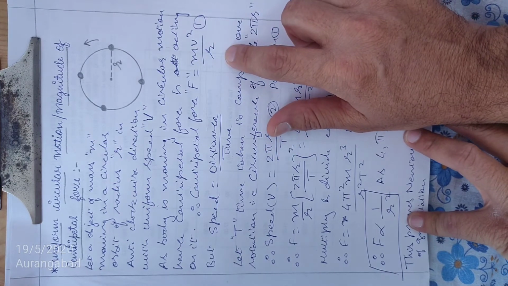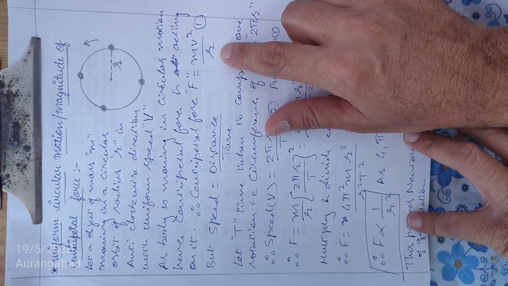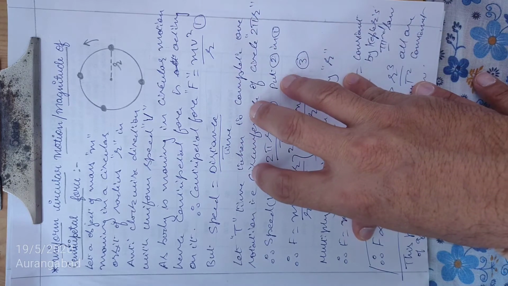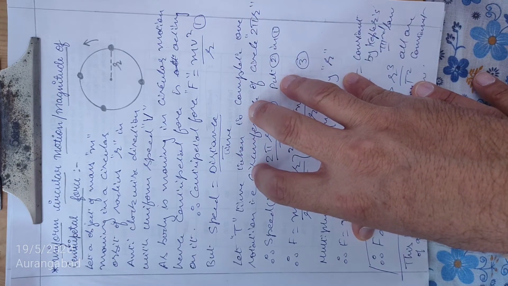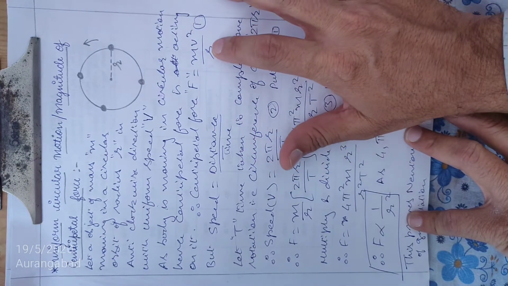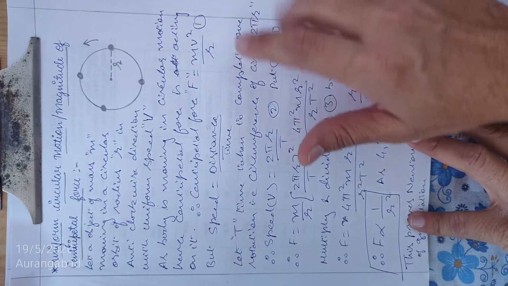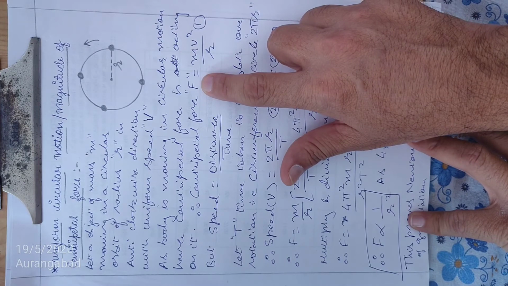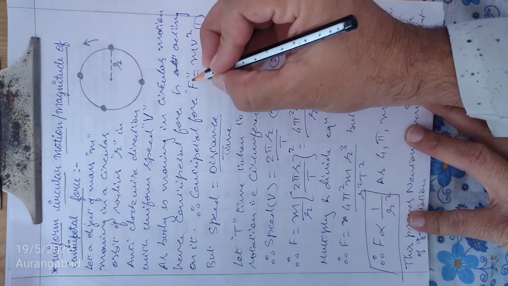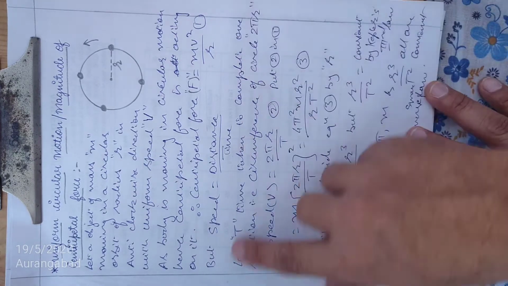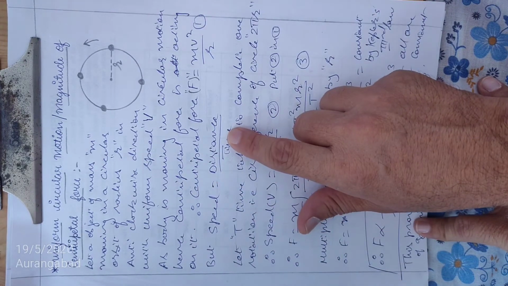This formula we are going to derive in standard 11th and 12th, where we are going to learn this topic in much more detail. So today you have to learn this because the derivation is not there in 10th standard. So F, that is centripetal force, is mv square upon r. This is equation 1. But we know speed is equal to distance upon time.